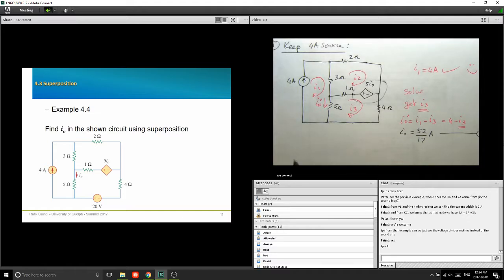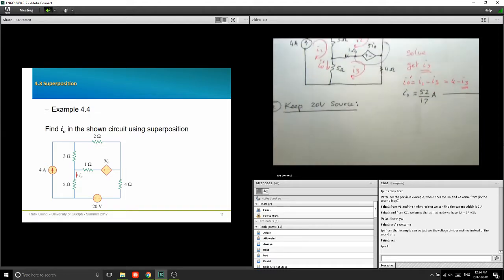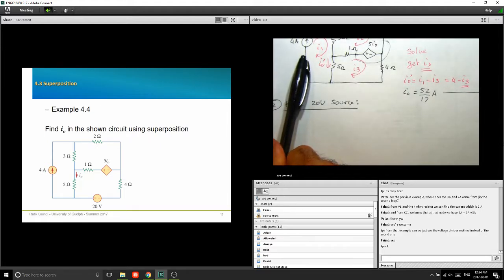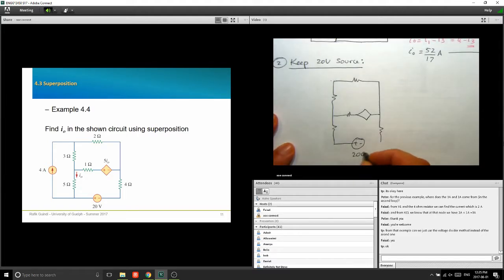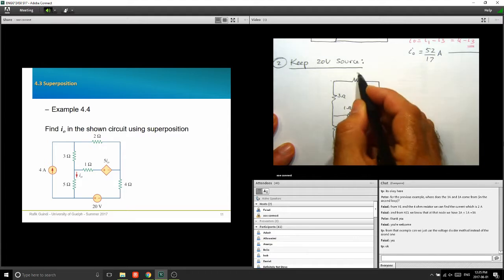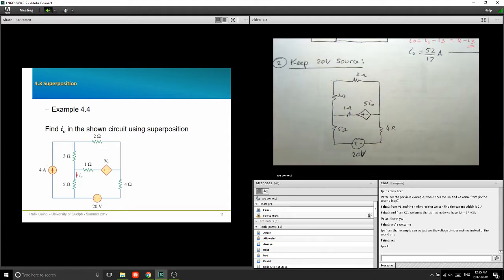Okay, and then 2, keep the 20-volt source. So the 4 amps is going to become an open circuit now, okay? And you have okay, and now I want to find this current. I'm going to call it I naught double prime.